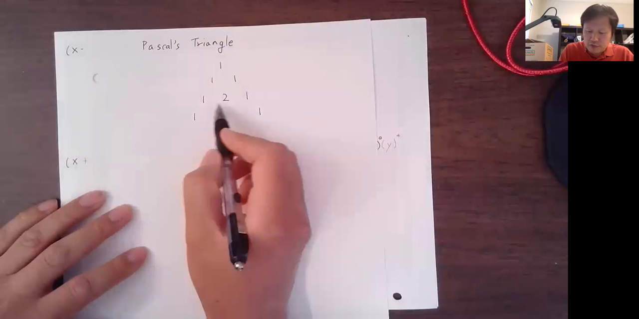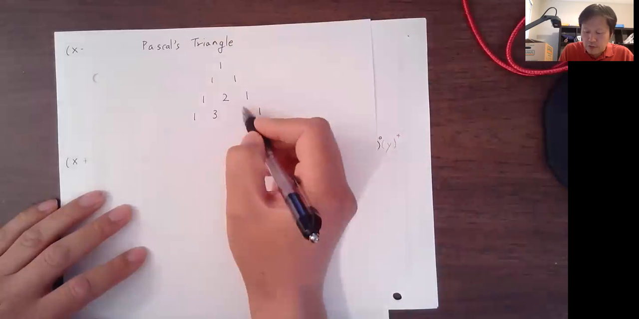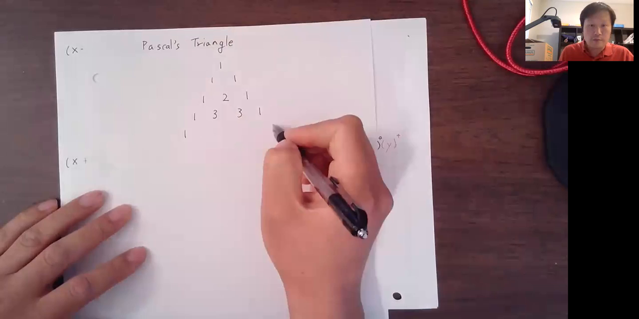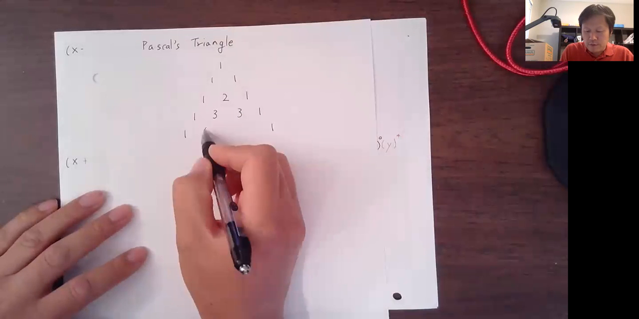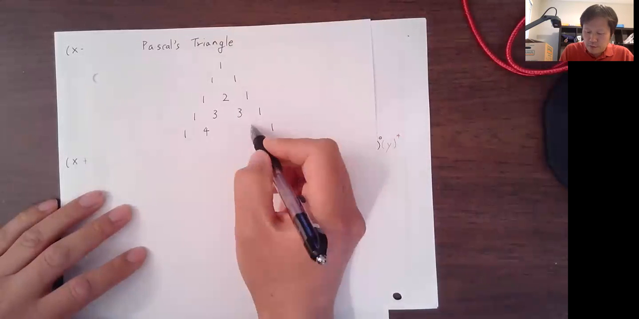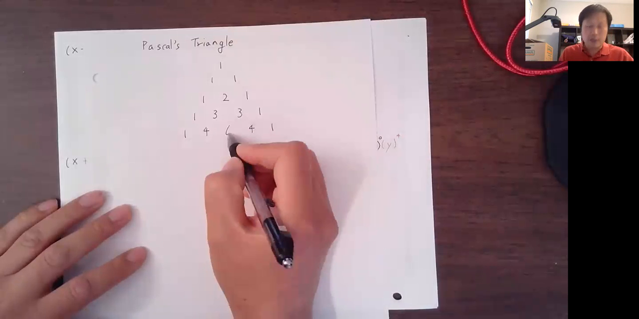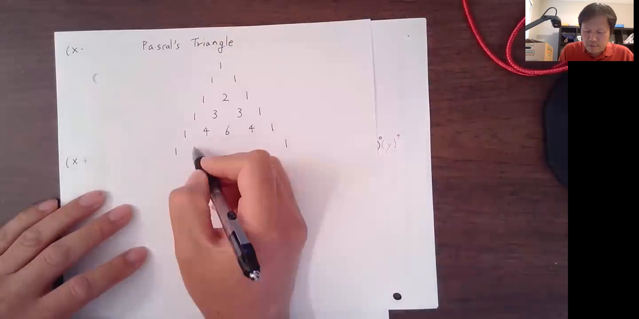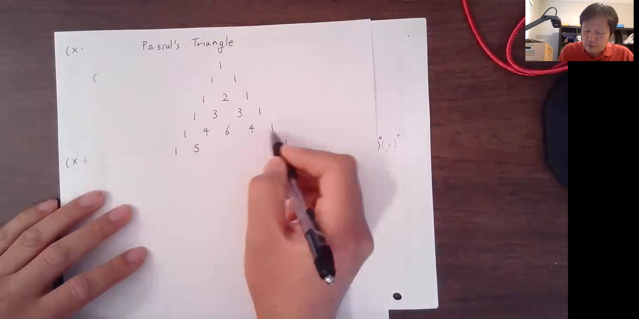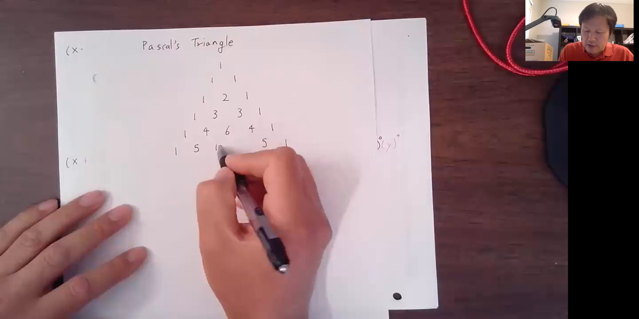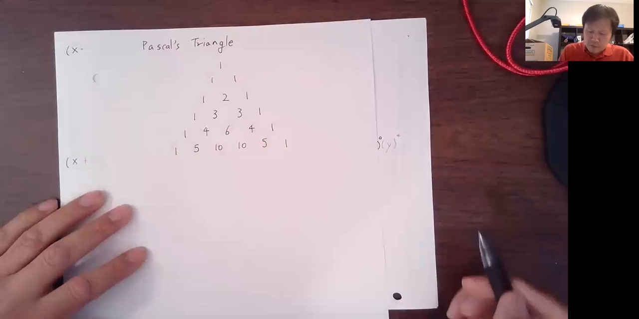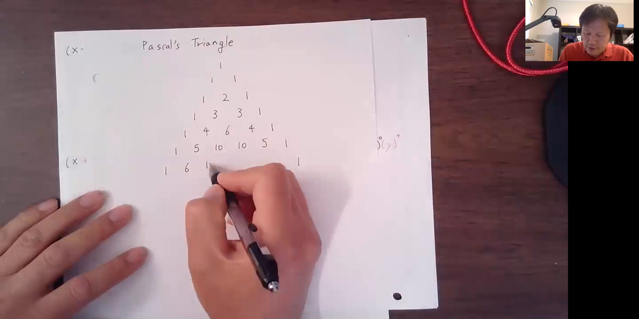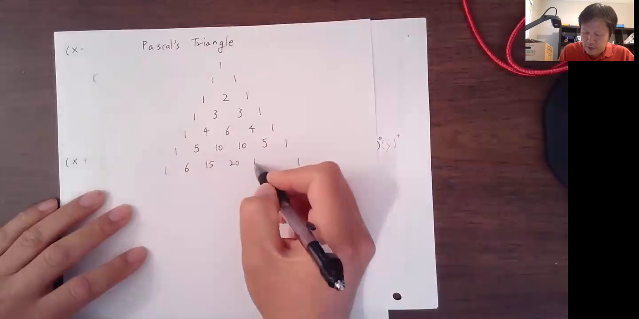Put 1 and 1 for the outer. 1 plus 2 is 3. You put that 3 between. 2 plus 1 is 3. You put that 3. Again, outside, you can put a 1. 1 plus 3 is 4. 3 plus 1 is 4. 3 plus 3 is 6. You can keep building Pascal's triangle like this. 1 plus 4 is 5. 4 plus 1 is 5. 4 plus 6 is 10. 6 plus 4 is 10. You can keep building it. 6 here, 15 here, 20 here, 15, and 6.